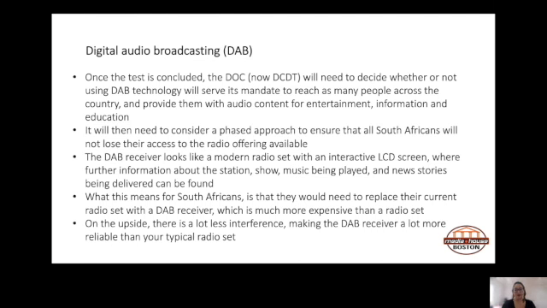A number of car companies have started installing DAB receivers in their cars rather than the typical FM frequency finders, as they want to provide consistent listening opportunities for drivers who are moving in and out of the frequency range as they drive. So that is what digital audio broadcasting is.